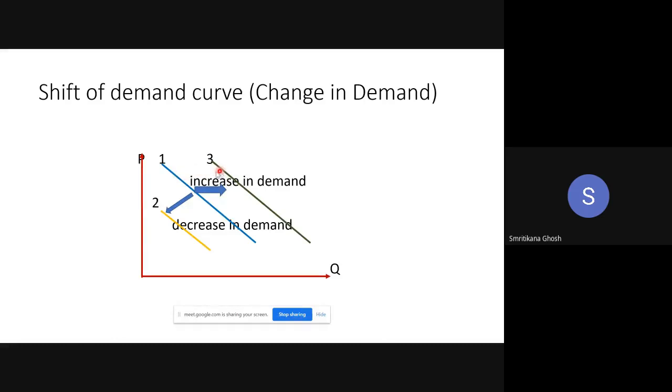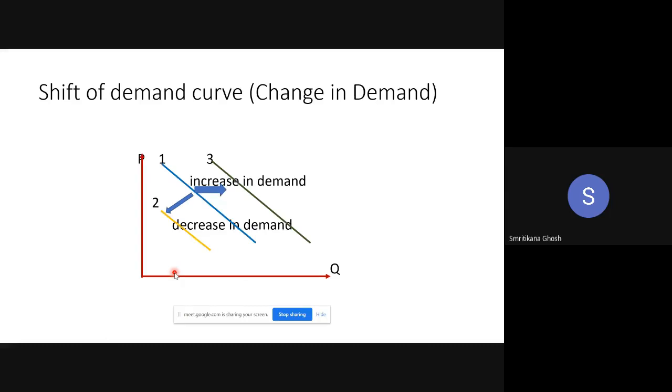Look, given the price, initially your demand was here, now your demand is here. So your demand has increased given the price. So this is called increase in demand. And when you are moving from the blue line to the yellow line, that is from 1 to 2, the demand curve has shifted to the left. This is called decrease in demand. Again, the same reasoning: given the price, initially your demand is here and now your demand is here. So your demand is falling. This is called decrease in demand.